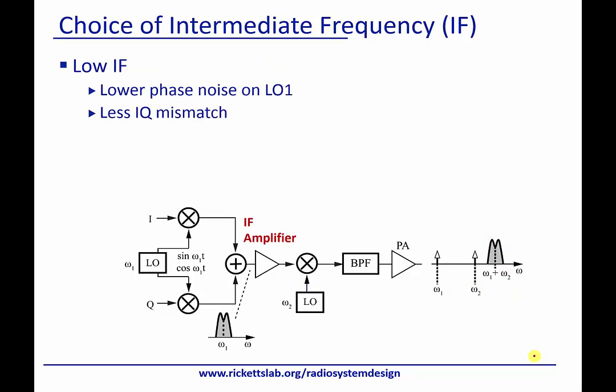And so if we make the IF low, we have some benefit: these components are easier to make. There's less mismatch between the phases, between the I and the Q. And so basically it's just easier to implement. So a low omega 1 would really help us in making this low frequency section in an actual radio.